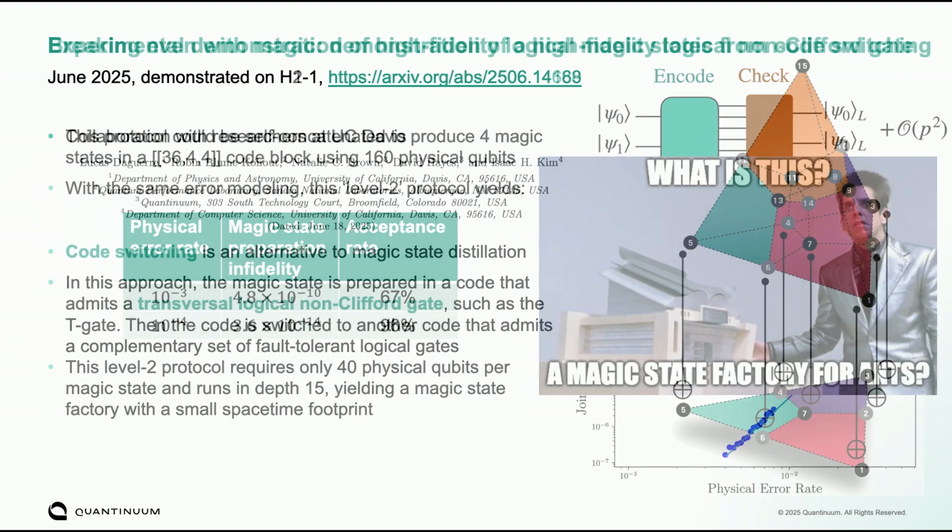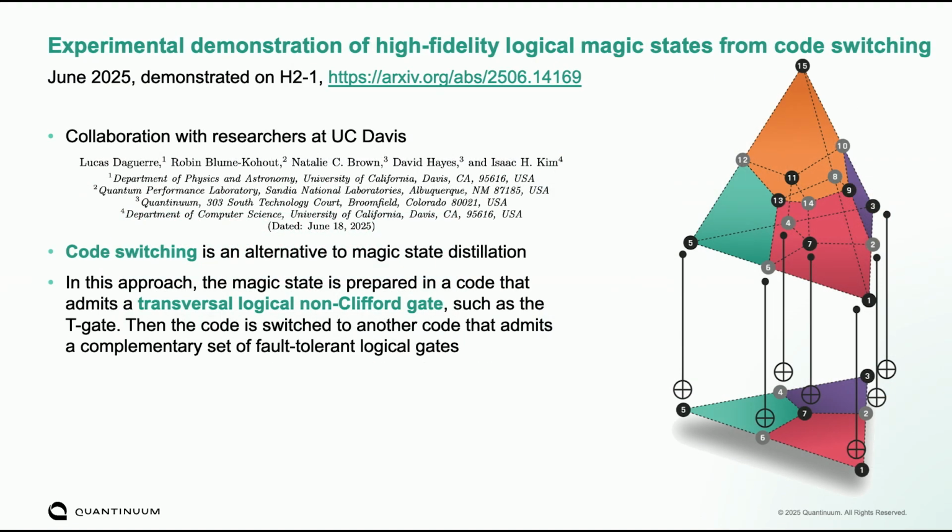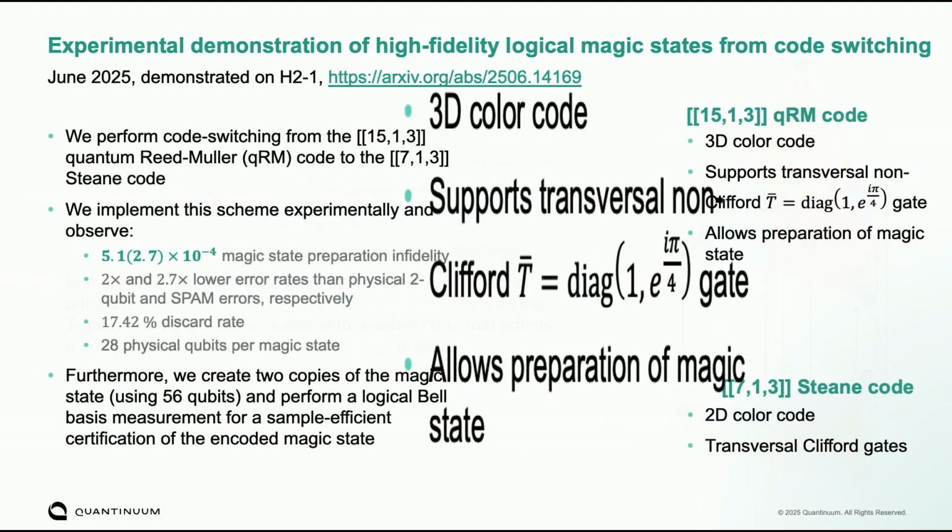And so one other way we can get high quality magic states is through a technique known as code switching. And so this was a collaboration with researchers at UC Davis. And so code switching is an alternative to magic state distillation. And in this approach, you start in a code that admits transversal non-Clifford gates, such as a T-gate. And then you switch to another code that admits a complementary set of transversal gates.